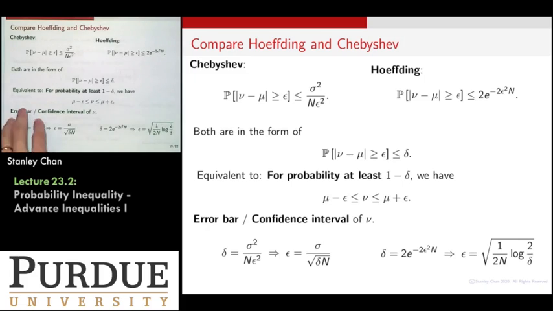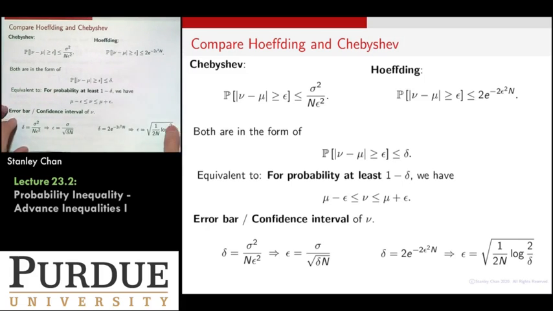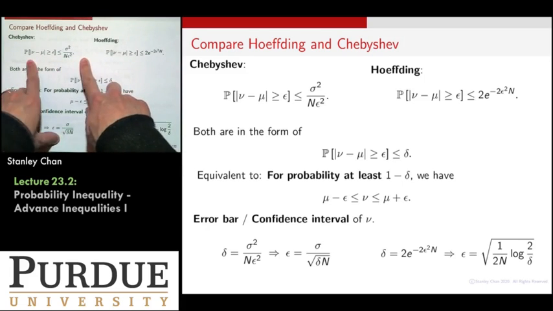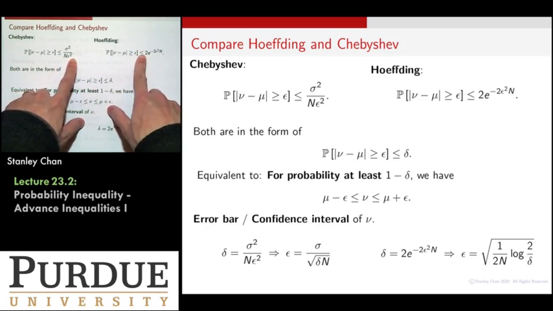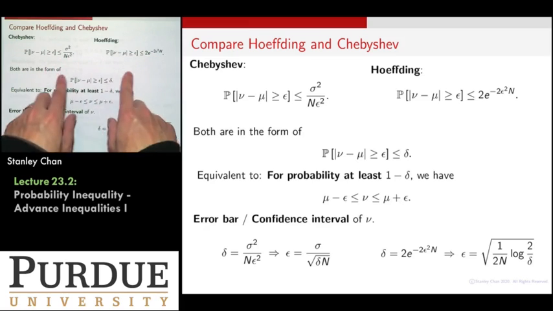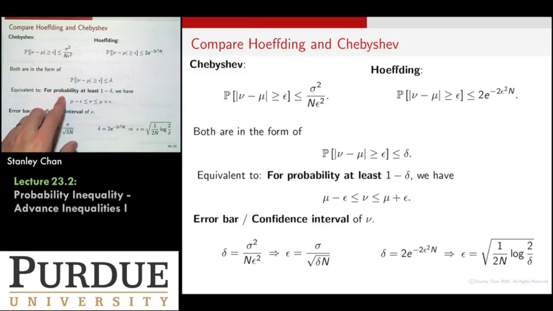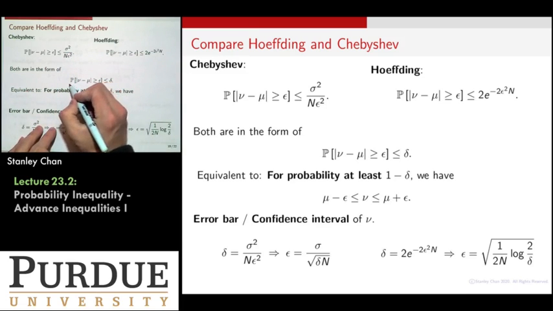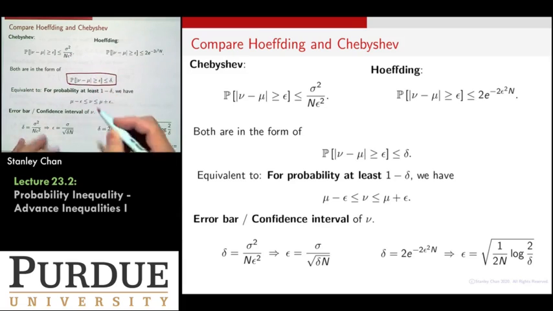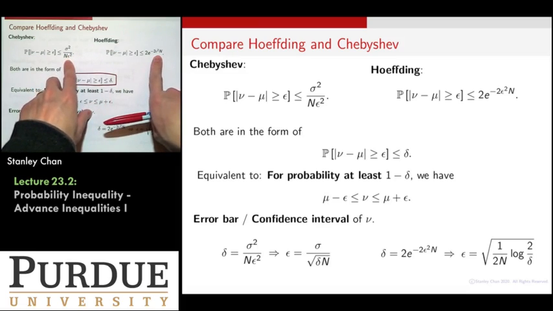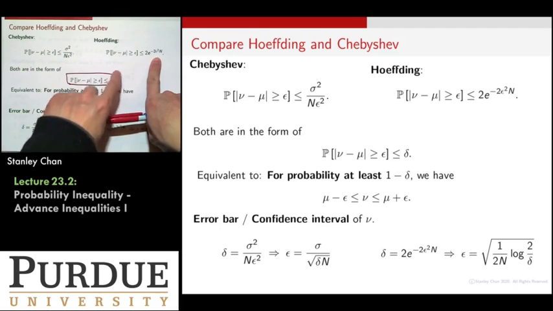Okay, so a couple comments on how they can be useful. You can compare these two. On the left-hand side, we have the Chebyshev inequality. On the right-hand side, we have the Hoeffding inequality. They are both in terms of the probability being less than a certain number delta. As I said, delta is a number that you want to control. Normally you want this delta to be small, and you ask which one is smaller for the given n, and certainly this one is smaller.